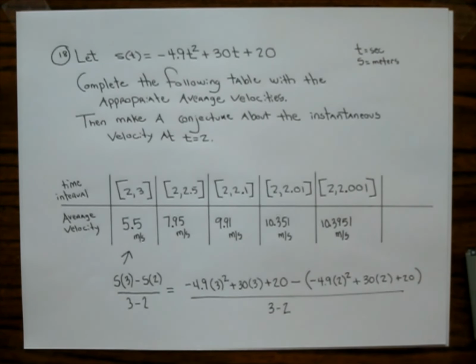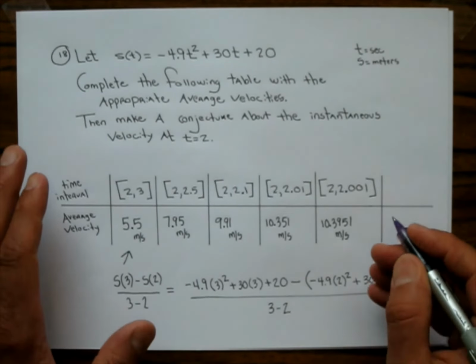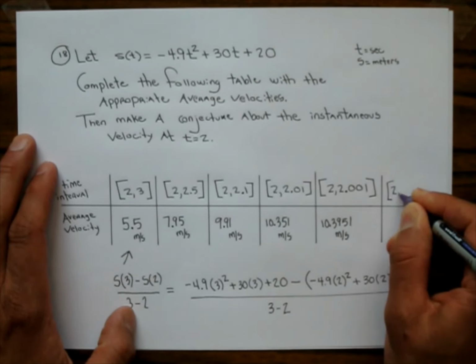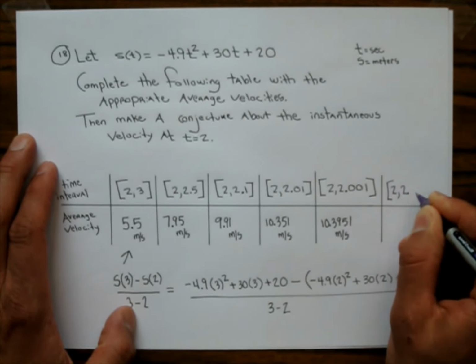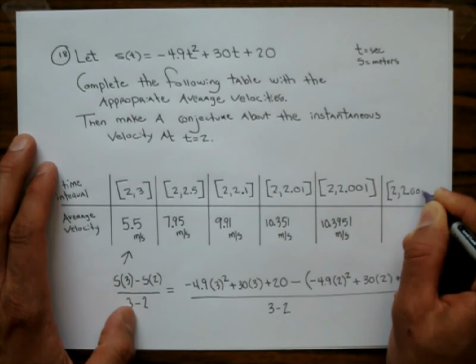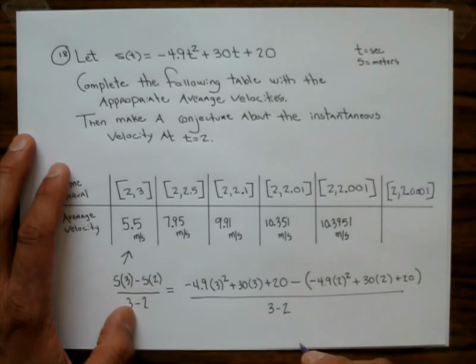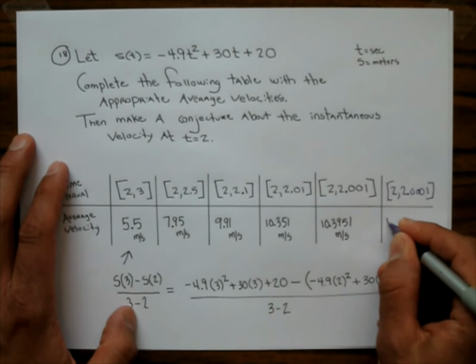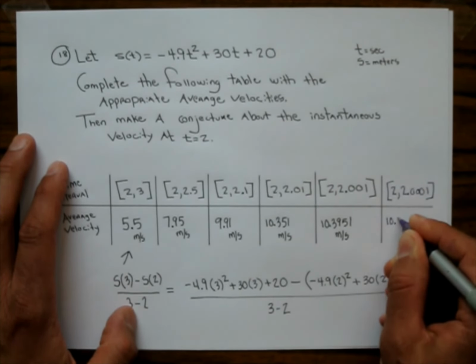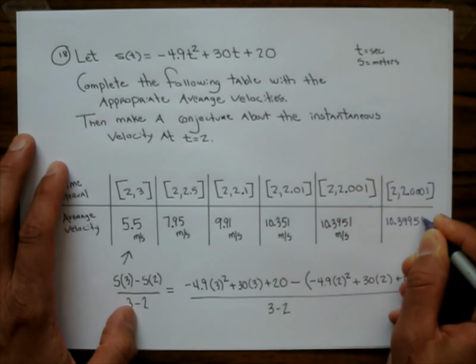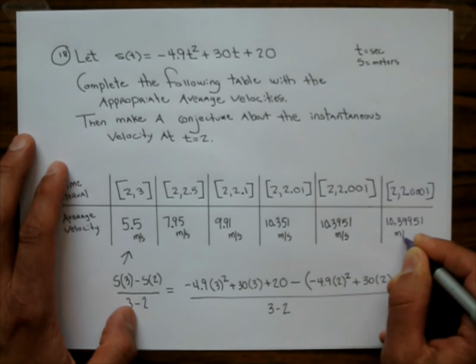And now that's all they wanted us to do, but I wasn't happy with that because, you know, what is my guess going to be? Is it going to be 11? Well, I don't know. So I went ahead and on my own, I just said, okay, I'll go from 2 to 2.0001. And I went ahead and put that in the calculator, and what I ended up getting is 10.39951 meters per second.